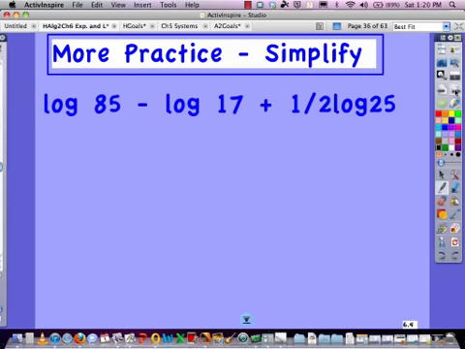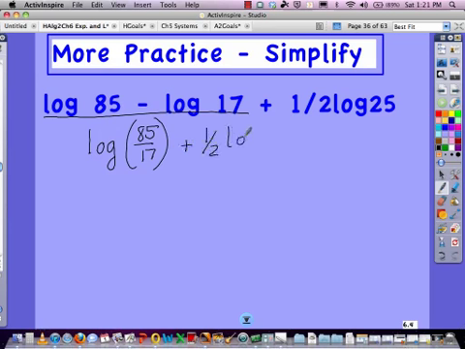This one is split up. It's a little bigger, 3 parts. So you do it in order. You follow order of operations just like we always have. So right away you're going to say, I can only do 2 things at once. I'm going to do those 2. That looks a lot like the last problem. So I would turn this into the log of 85 divided by 17, because the subtraction turns into division as a single log. Then I would still have the plus 1/2 times the log of 25, which we didn't touch.